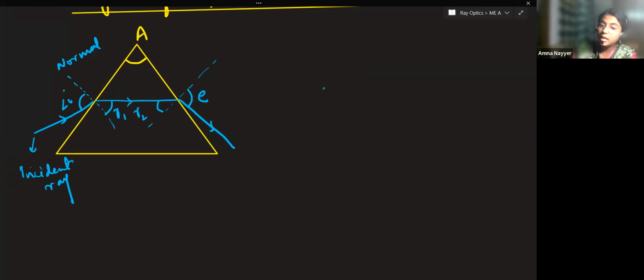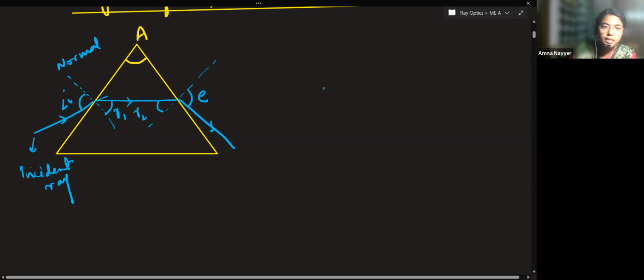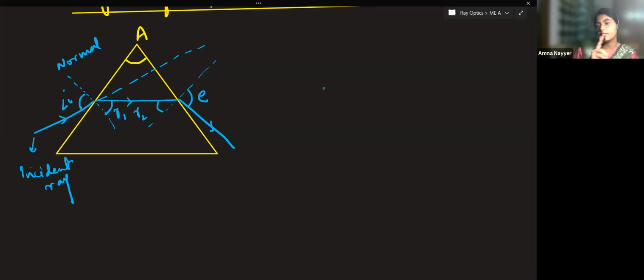Now see, if the ray didn't deviate, then what would have been the path of the ray? Let's see. This would have been the path of the incident ray if it had not deviated. Now, if it has deviated, what is the angle? This angle is the deviation. This is the angle of deviation. A ray of light was coming, now it is moving like this. So this is the angle that is formed.